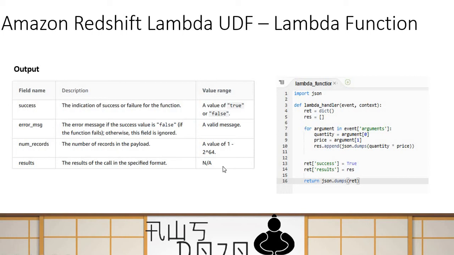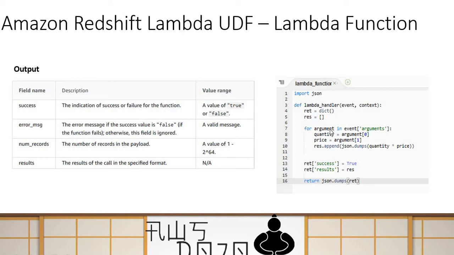Okay, so you see that in this one, I have not populated number of records, but I think it's always good practice to populate it. And there is no error message here because I have not done any exception handling. But if you do exception handling, then of course you have to populate success as either true or false. So this is an example of how you return the Lambda function output.